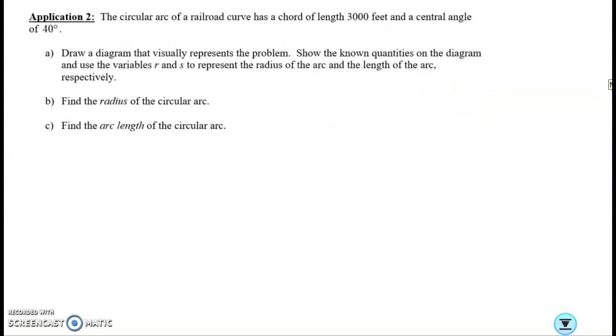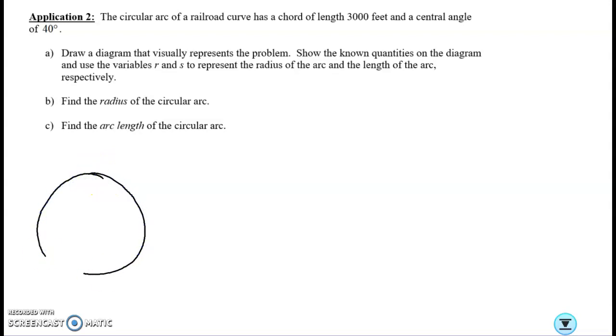Okay, the second one. Application 2. We have a circular arc of a railroad curve, and there is a chord length of 3,000 feet and a central angle of 40 degrees. First, they want us to draw a diagram, show the known quantities, show the variables r and s to represent the radius and the arc length, find the radius and find the arc length. Okay, so we're talking about a railroad curve. So a curve would be part of something that would be a circle.